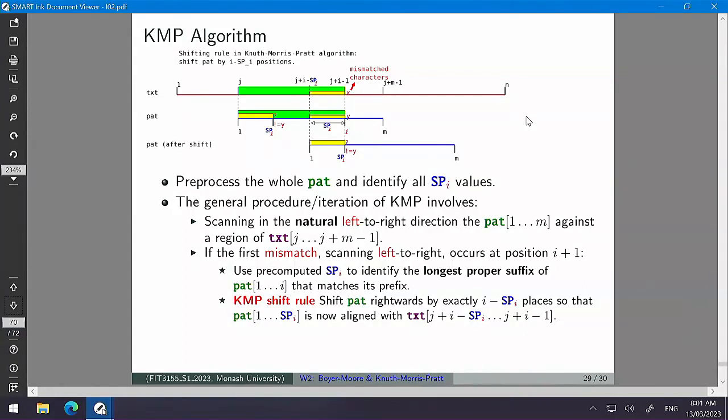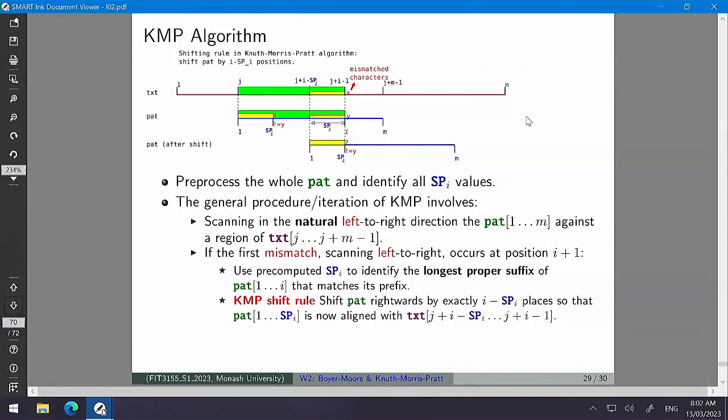Now let's assume at some point, I'll just be consistent, at position I in the pattern, you had the last match. That means that at I plus 1, there was some character x here and some character y here. Are you following what I've just said? And then there's a mismatch at that position. If that didn't match, then what do we do? What's the shift rule? KMP is saying, how do we shift?